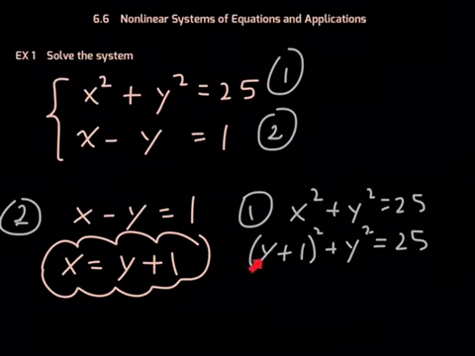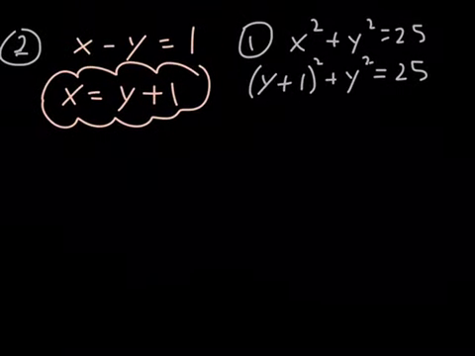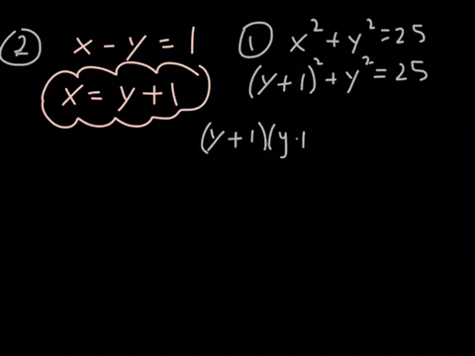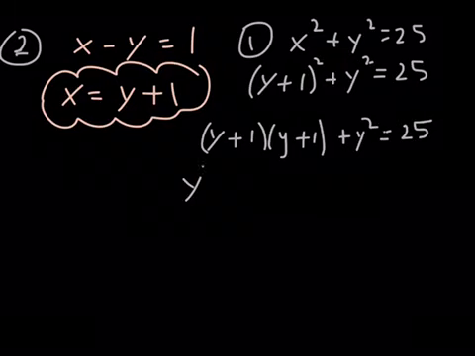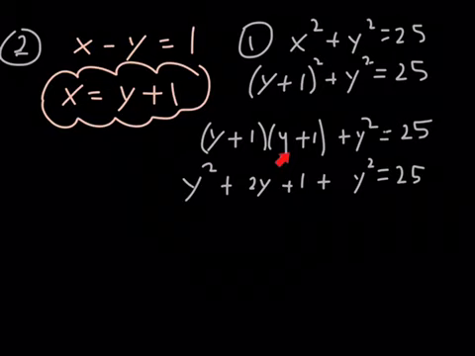Do not simply square y and square 1. You have to rewrite this as y plus 1 times y plus 1. Okay, so it's (y plus 1) times (y plus 1) plus y squared is equal to 25. So then this becomes y squared plus 2y plus 1 plus y squared is equal to 25. I did skip one little step, and that is when you do y times 1, that's 1y. When you do 1 times 1, that's another y, so that makes 2y altogether.